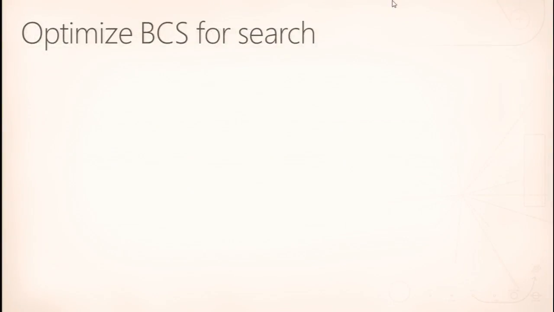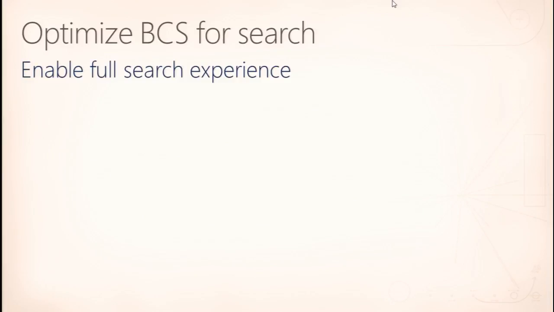So the next task is really to optimize the BCS for search. There's a number of options that are given to you that aren't immediately apparent that you'll want to take advantage of. The first is enable a full search experience. There's a couple things in this category. The first is you have to actually tell your model that this source should be available as a search source. So if you don't put this little magic bit in, I'll show you where that goes later, it doesn't show up as an option to crawl.